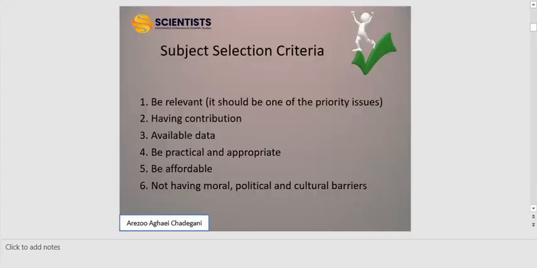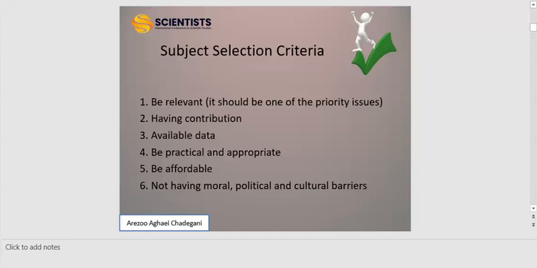Subject selection process. Number one, be relevant. It should be one of the priority issues. The subject should be relevant. It means that the subject needs to be one of the priority issues in the profession or society.